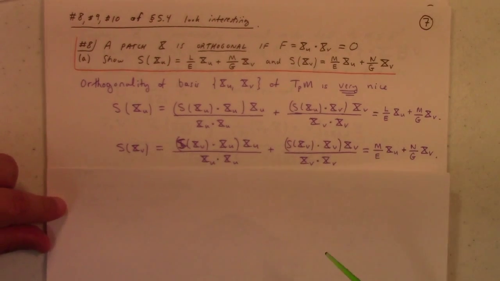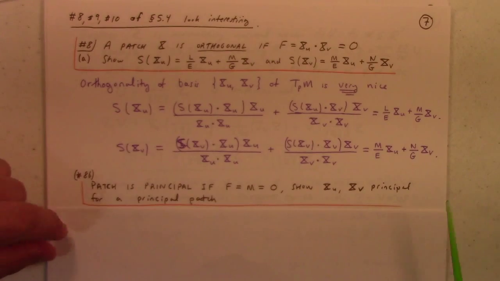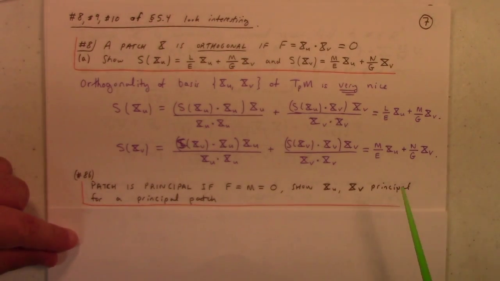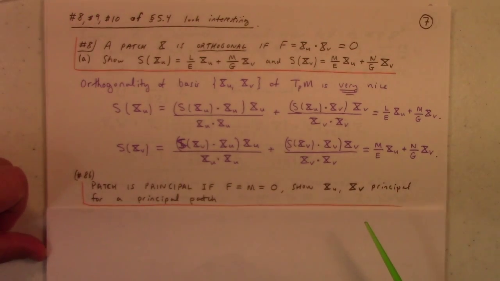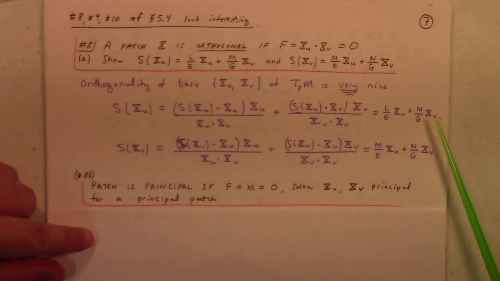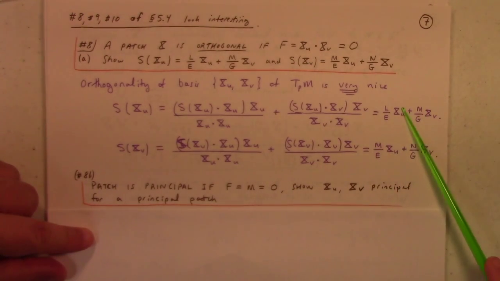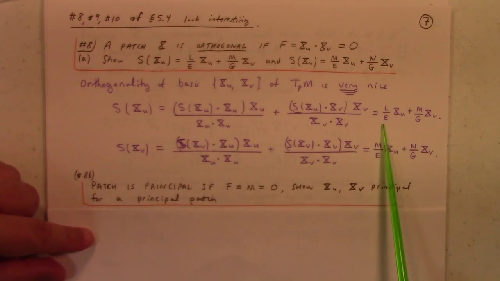And then part B of number 8 claims that, if the patch is principal, well, it defines principal. A patch is principal if f is equal to 0 and m is equal to 0. All right, so m was, L, M, N, m is the middle one. M was the one that had to do with u of uv. So that being gone is really nice, because you look at these formulas here, what happens when m is 0? Gone, right? And you're just left with this term and that term, which goes to show you that S of x_u is equal to L over e times x_u.